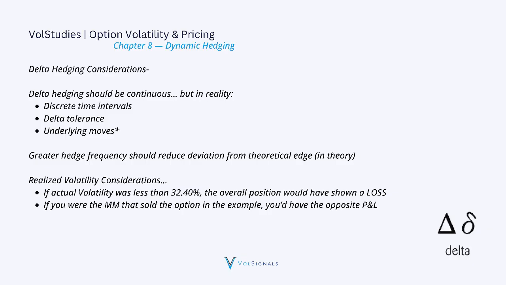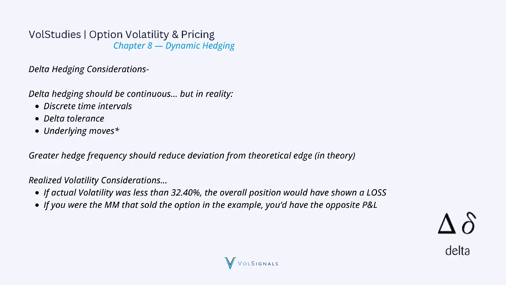In theory, a greater hedge frequency should reduce deviation from theoretical edge, right? Because you are resetting the bet. The more bets, the more closely you approximate your expected value and reduce your variance. There are more examples in the text. You can go through them to have a couple of different cases under your belt, but the gist is this. If the actual vol was less than 32.4%, that's just the fair value or the theoretical volatility associated with that $5 price, the position would have then shown a loss to the buyer. That would have materialized in the form of smaller scalps or lesser P&L on your hedge adjustments in that 10-week table.